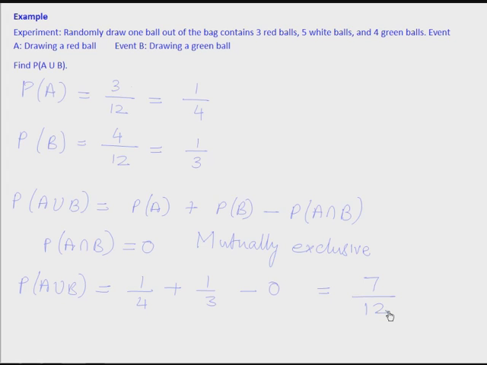An easier way to do this question would obviously be, you want A or B, so you want either a red ball or a green ball. So just count the number of red and green balls. That's 3 plus 4, 7. So the chance of getting a red ball or a green ball is 7 out of 12 in one drawing from the bag.